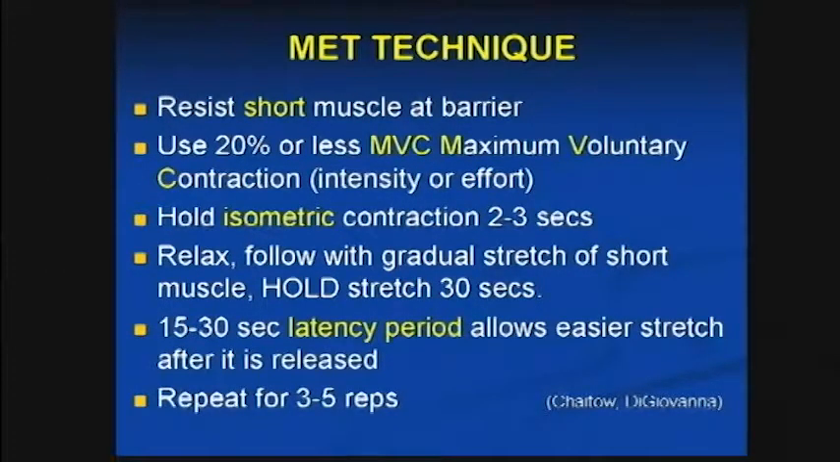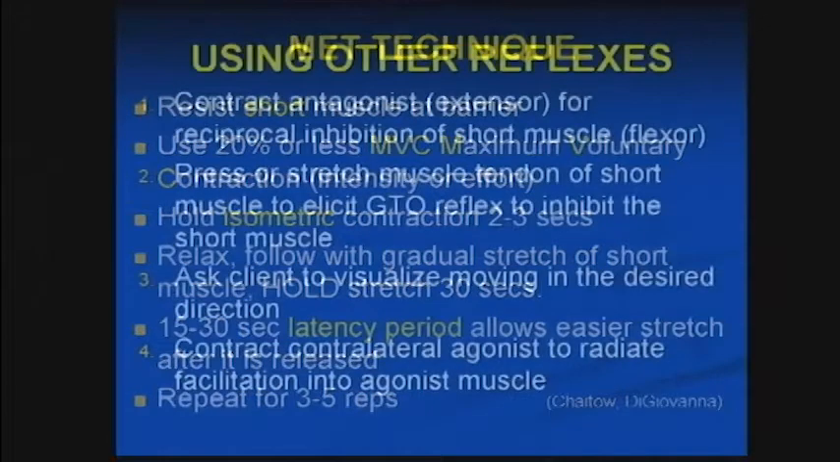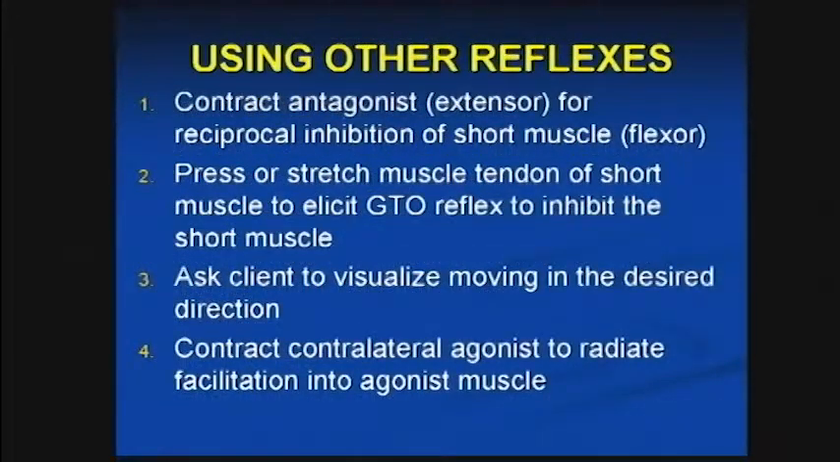Okay, contract the short muscle, bend your elbow, give me contraction of that biceps. Good. Less than 20% of your effort, not 100%. Hold it 2 to 3 seconds. Relax. Now I'm going to stretch you out and hold them about 15 to 30 seconds, and we'll do 5 repetitions like that. You should be able to see a measurable increase in the flexibility using this muscle energy technique. So it's a simple post-isometric relaxation.